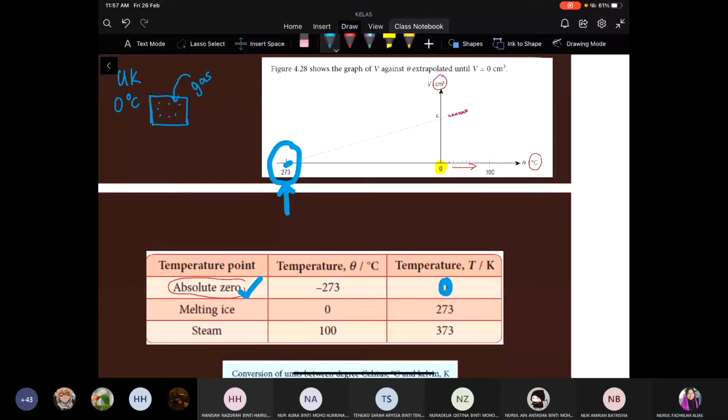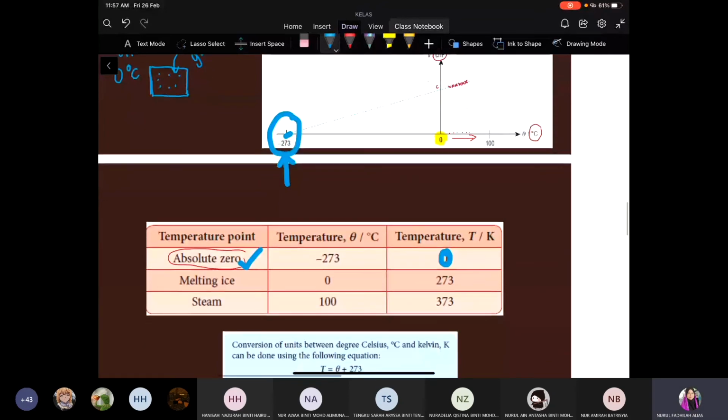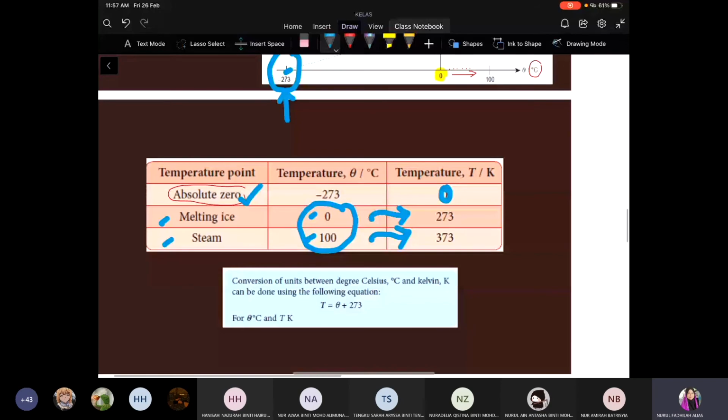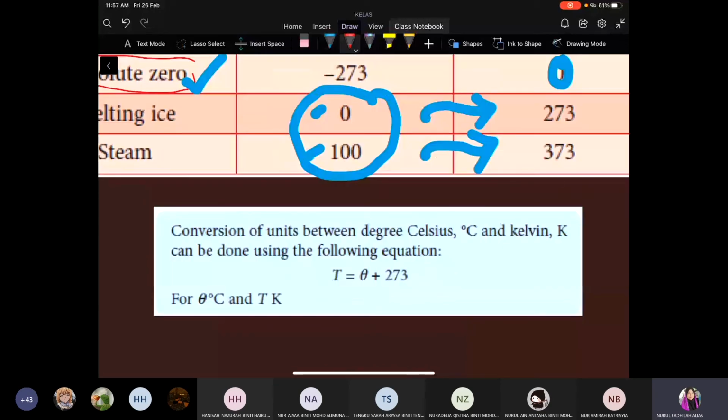Okay. And you have learned this too: melting ice temperature is 0 degrees Celsius. Steam temperature is 100 degrees Celsius. However, if you change these into Kelvin, the values will be 273 Kelvin for melting ice, and for steam we have 373 Kelvin. So from here, we make a conclusion, or we get a formula.